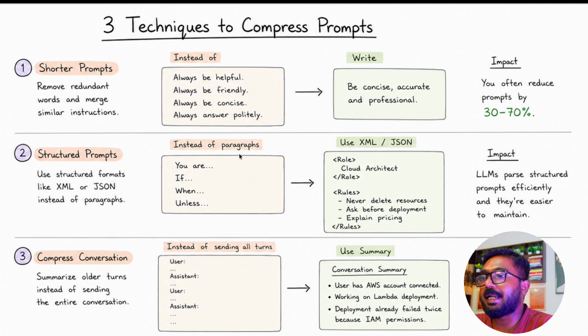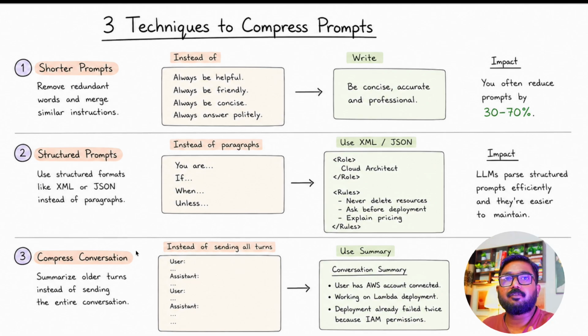Correct? Instead of writing a paragraph, you can use XML or JSON. That is a second way of compressing the prompt and making it better. And it should look structured also, and it works better with Claude or OpenAI or Gemini. So you say the role is cloud architect, and then these are the different set of rules, and the efficiency becomes stronger, and also the token usage becomes less.